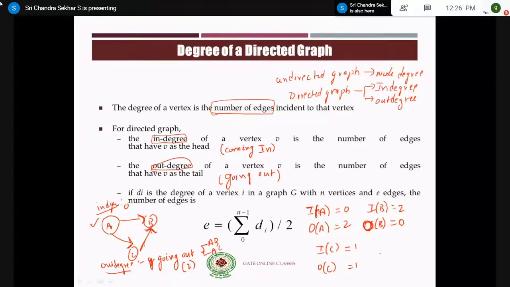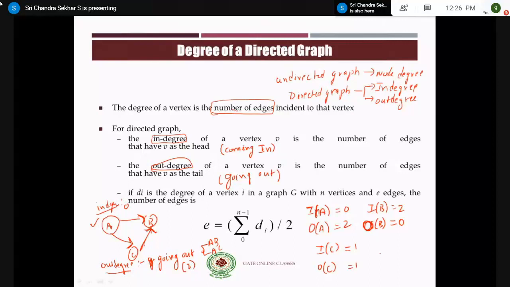Therefore this is the concept of in degree and out degree, and in degree and out degree will be only in the case of a directed graph. There is no concept of in degree and out degree in an undirected graph. Why? Because the edges are not directed. Whenever we have a direction, then only we have in degree and out degree.